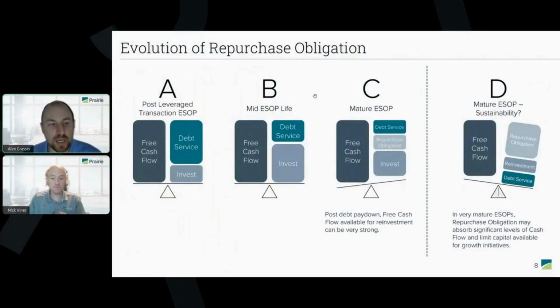Evolution of repurchase obligation. This is kind of just a graphic showing how an ESOP's overall balance sheet looks as it goes from initial implementation through what I would call the very mature ESOP cycle in D, where you have more issues. But essentially what you can see is post-transaction, you're really balancing debt service with free cash flow and the ability to pay off debt from any senior lending that you did to facilitate the transaction, and then later on seller notes and warrants.